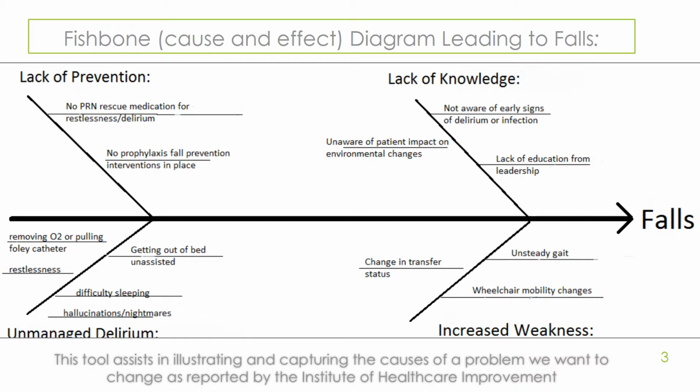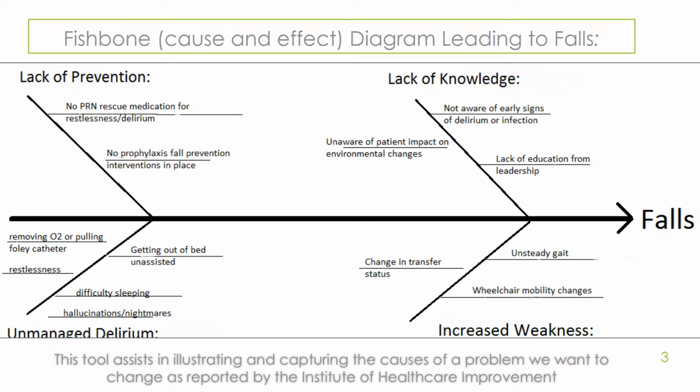Delirium is one of the biggest risks of falls in our patients. Delirium can be from any change in the body, including difficulty sleeping. Morphus, Schwartz, and Salusi state recurrent falls occurring exclusively at night are caused by rapid eye movement sleep behavior disorder. Any sleep disorders, such as insomnia and nightmares, can lead to delirium and increased risk of falls for elderly at night. Lack of prevention, lack of knowledge, unmanaged delirium, and increased weakness can lead to falls as seen within this fishbone diagram.